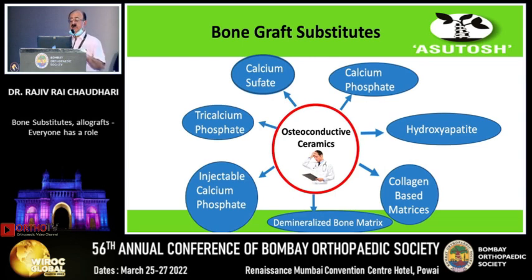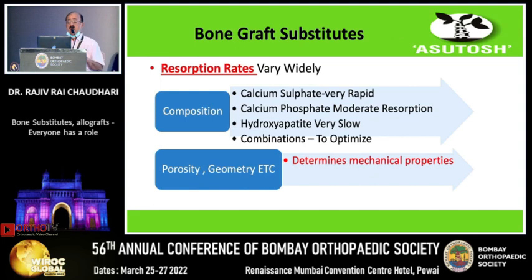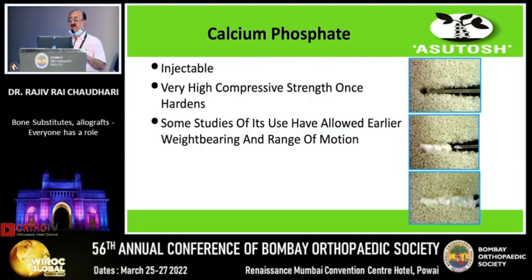injectable pastes, demineralized bone matrix, etc. They are available in various forms and various sizes. Now, the resorption rate varies widely. Calcium sulfate is resorbed very rapidly, within 10 to 12 weeks, as opposed to calcium phosphate, which takes 6 to 12 months to resorb. You could combine these to optimize your resorption rate. The porosity and the geometry determine the mechanical properties.